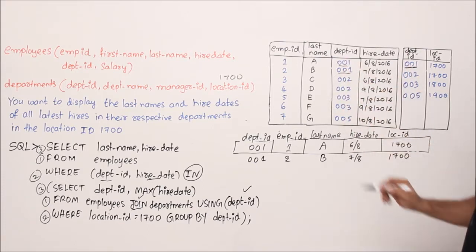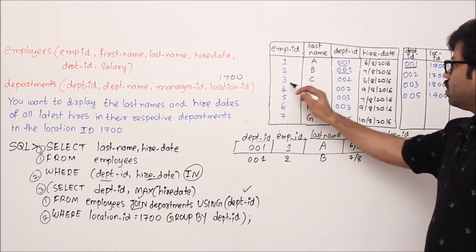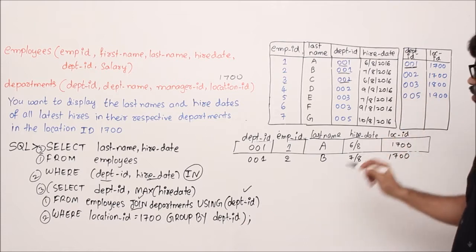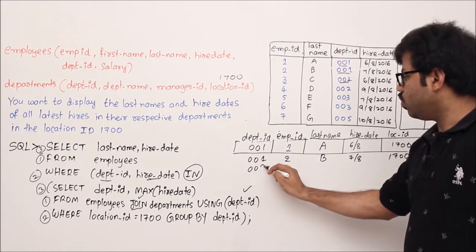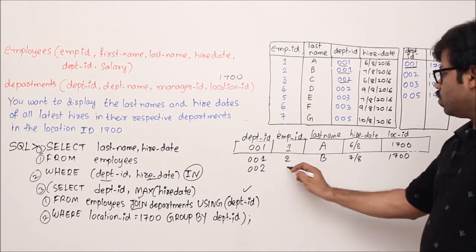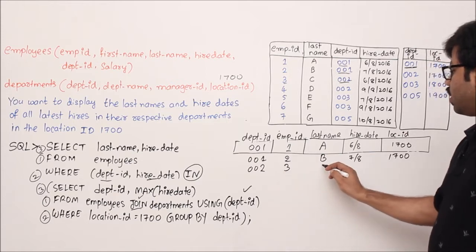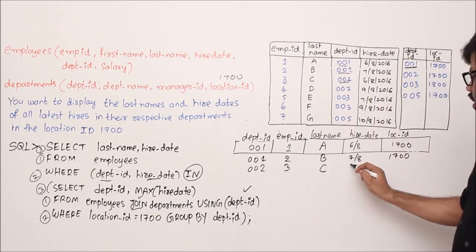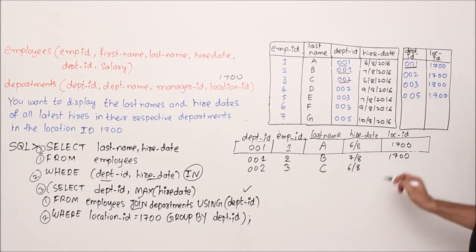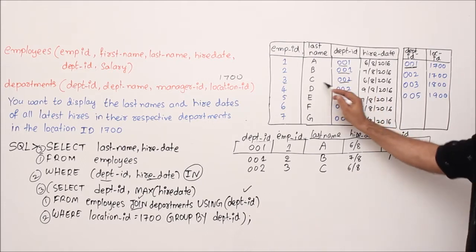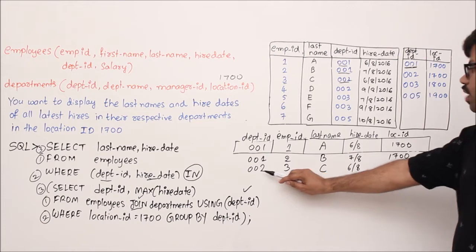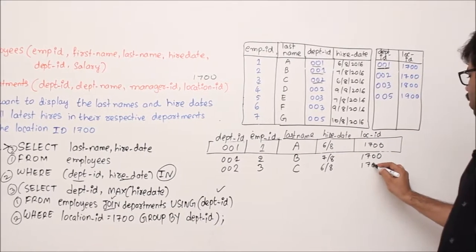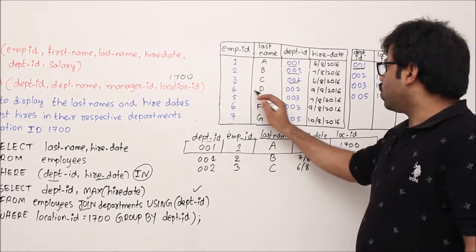Next, see this one, 3, 002. This 002 matches with the 002, so you get 002. Employee ID is 3, last name is C. The hire date of C is 6, 8. Then the location ID of that, see here, we are talking about department ID 2. Location ID is 1700. Next, we'll go to the next tuple.